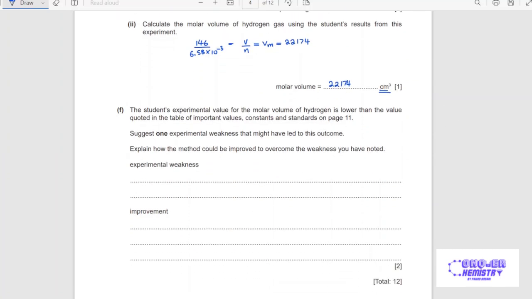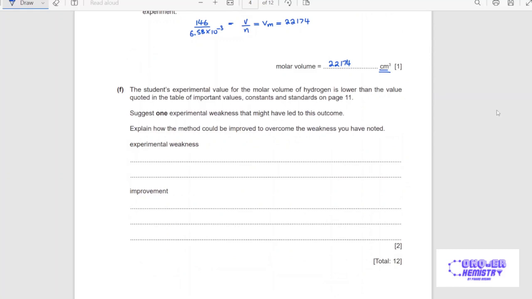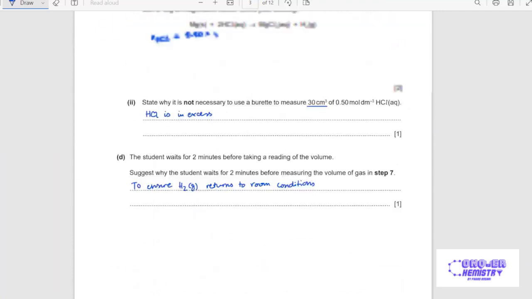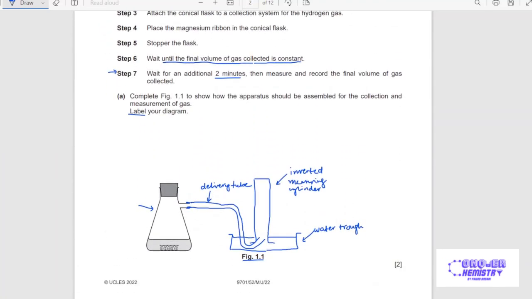Now, it says over here that the student's experimental value for the molar volume of hydrogen is lower than the value quoted in the table of reported values, right? And that value is 24,000, all right? And we have a lower volume. So what that means is that the volume of hydrogen gas that was collected was less than what we would have liked. How is that possible? The experimental weakness could be that hydrogen gas somehow escaped. Let's look at the procedure and see if it is possible that this might have happened.